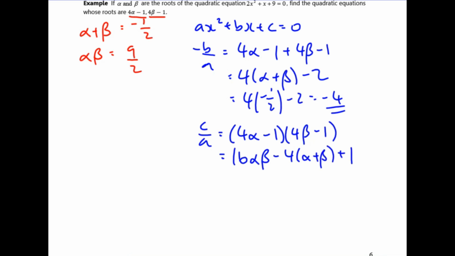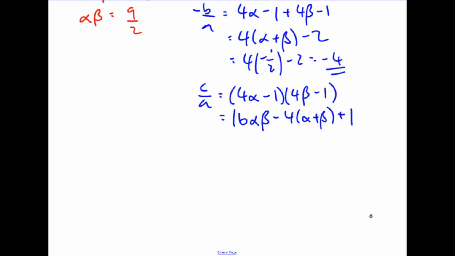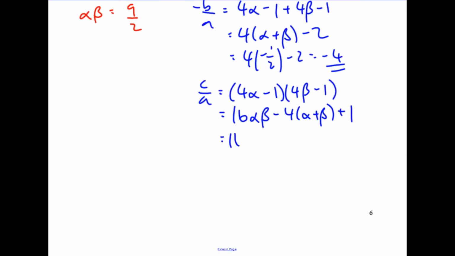4 alpha times 4 beta gives me 16 alpha beta. I get minus 4 alpha minus 4 beta, which I can collect together to give me minus 4 times alpha plus beta. And minus 1 times minus 1 gives me plus 1. I know the values of these. So alpha beta we've got is 9 over 2. Alpha plus beta is minus 1.5. Plus 1 gives me 75 for it.